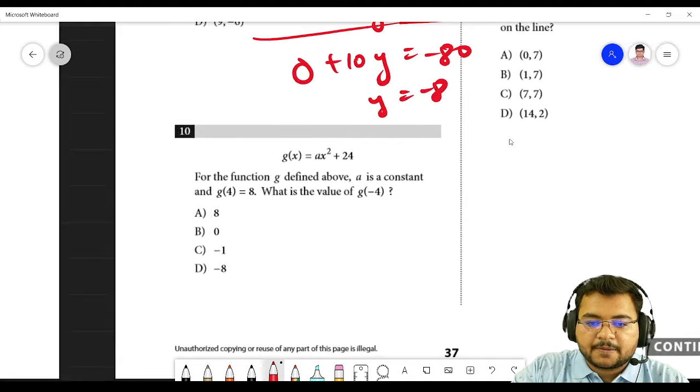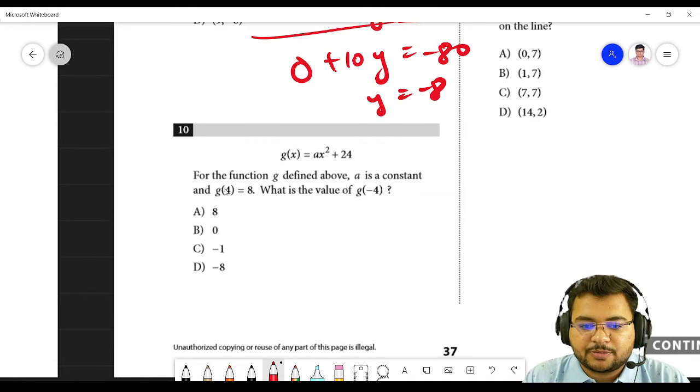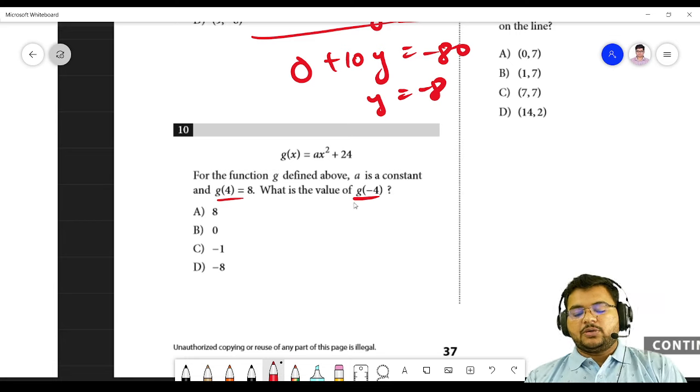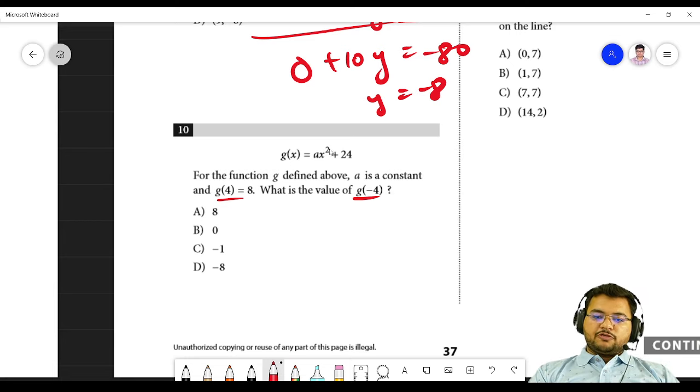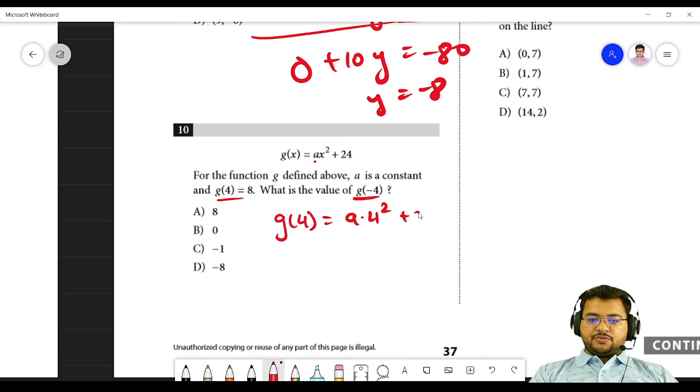10th question, g(x) equals ax square plus 24. g of 4 is given. What is g of minus 4? Okay, so if you want to calculate g of minus 4, you need to find a, and to find a you have to use this, that is g of 4 equals 8. So g of 4 will be equal to a times 4 square plus 24 equals 16a plus 24, which is equal to 8, that is given in the question.